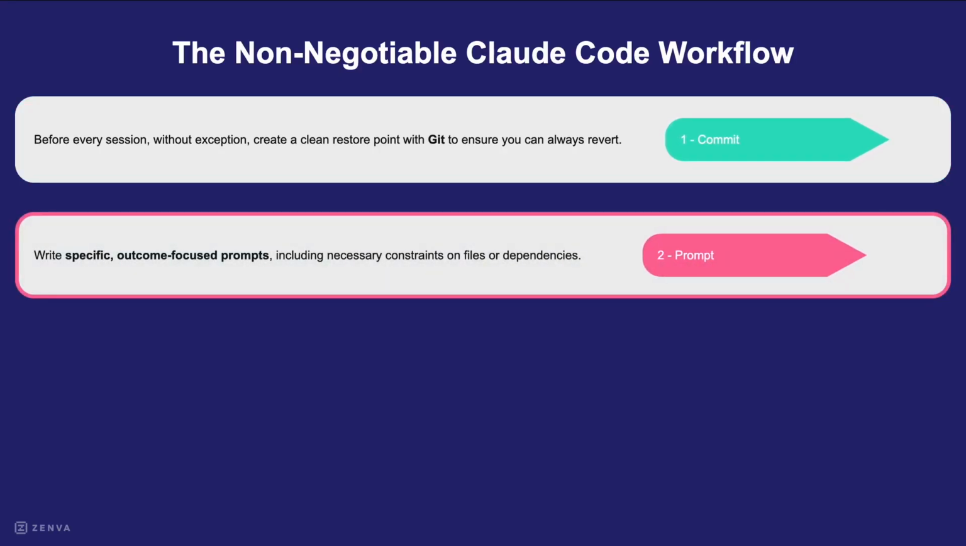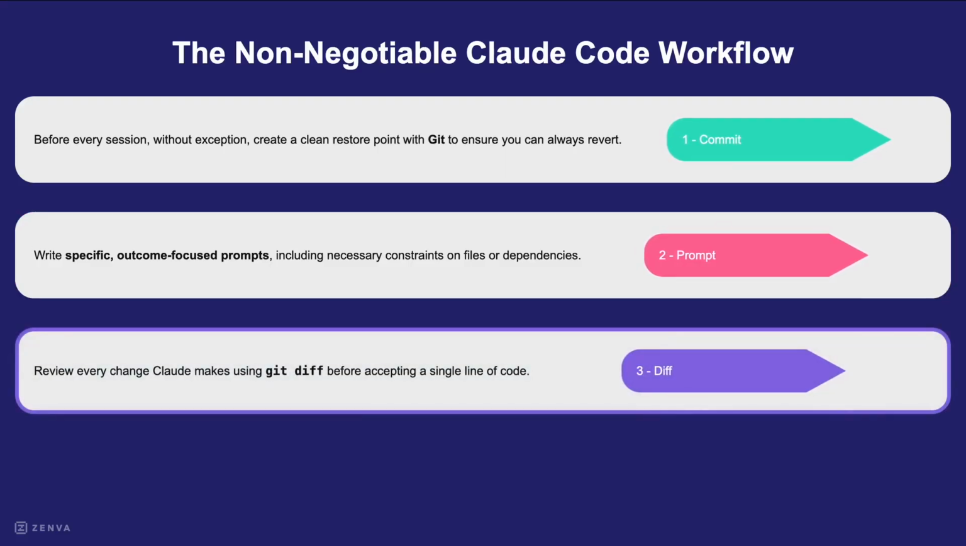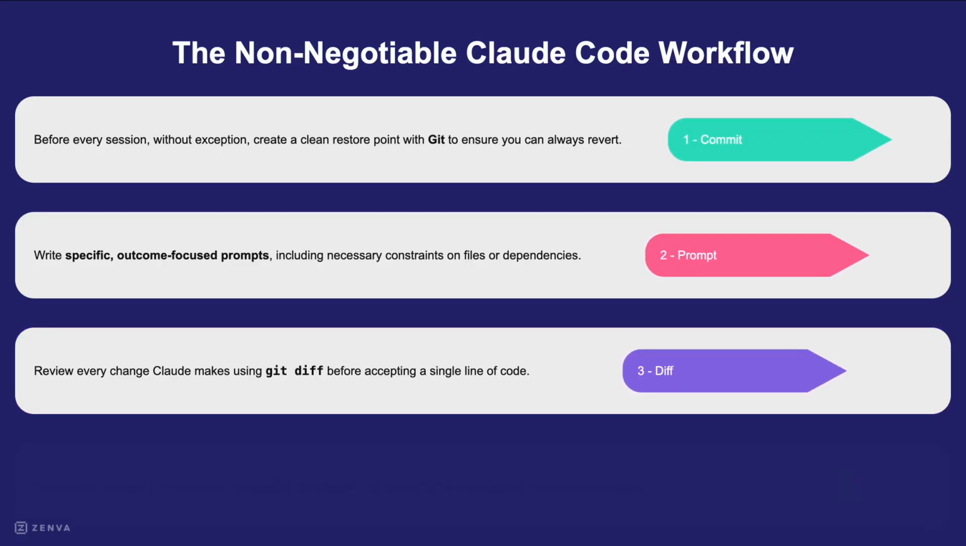Next, you'll focus on the prompt. Make specific prompts, including any rules about files or dependencies. This helps Claude give you accurate results. The third step is diff. You'll check every change Claude suggests using git diff. This makes sure you understand and agree with every change before adding it to your project.